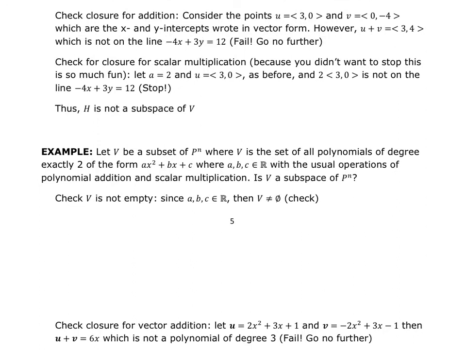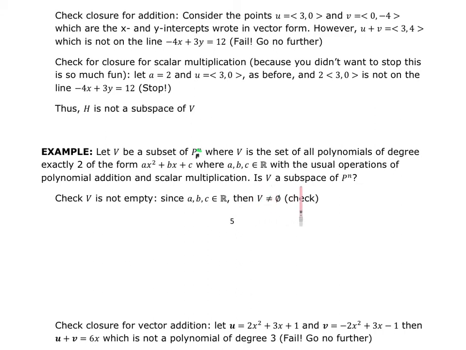Take a look at a polynomial example. And these should be subscripted there. It should not be up here. Subscript there, not superscript. So let V be a subset of Pn, where V is the set of all polynomials of degree exactly 2, of the form ax squared plus bx plus c, where a, b, c are real numbers, with the usual operations of polynomial addition and scalar multiplication.